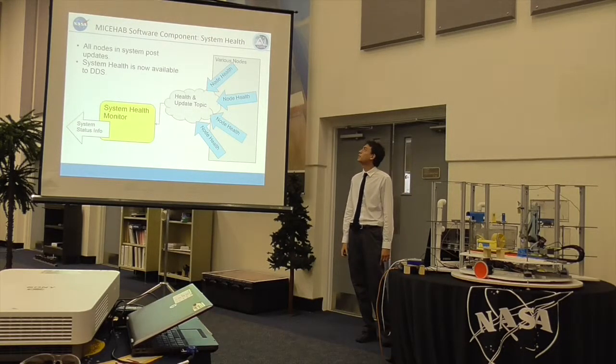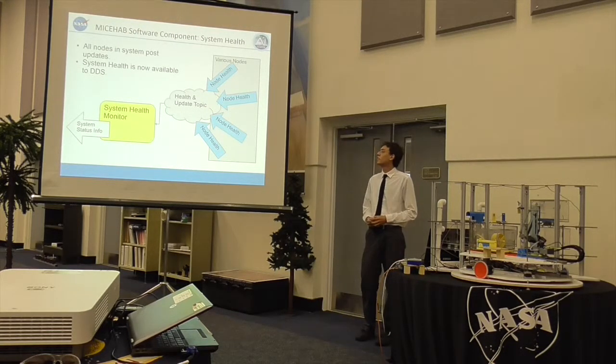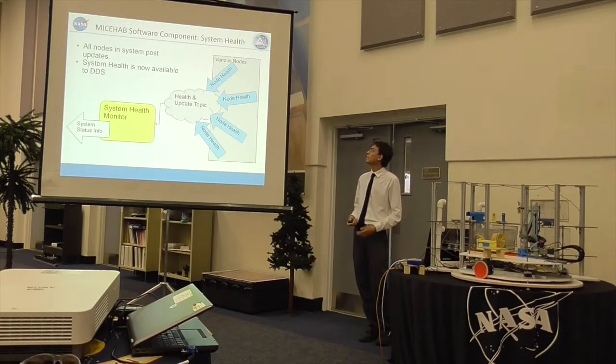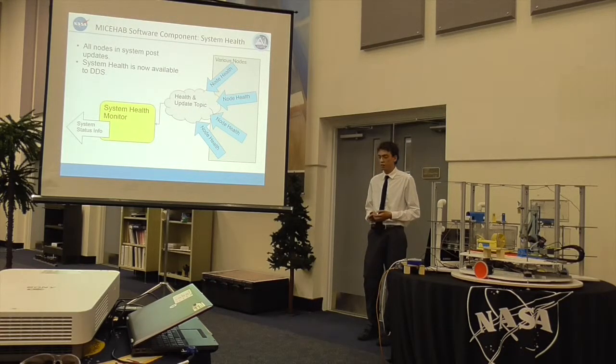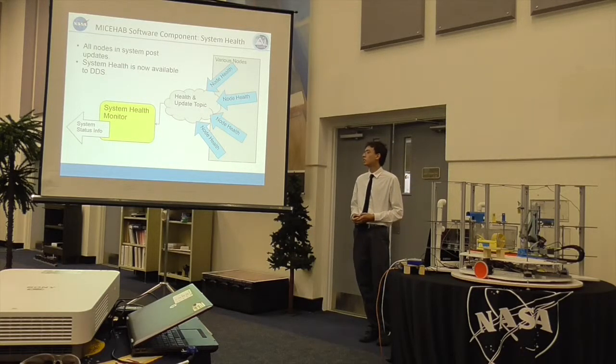And next is the system health component. This is set up so that you can have a system health monitoring process that takes in information from a health and update topic. And this topic will be published to by every node in the system, so that this process knows at all points in time which nodes are functioning okay, which nodes are running, which have errors, and the system health monitor will publish this information to a system status info topic.